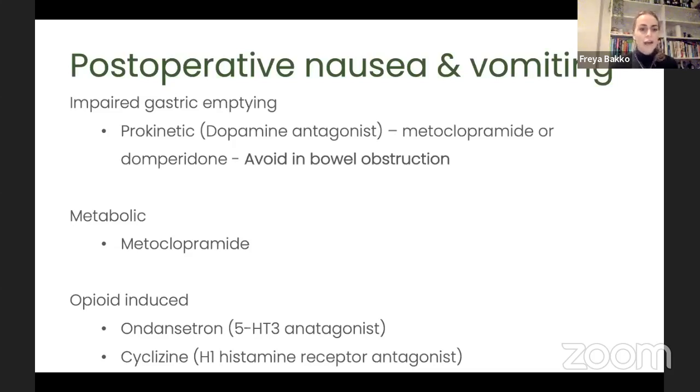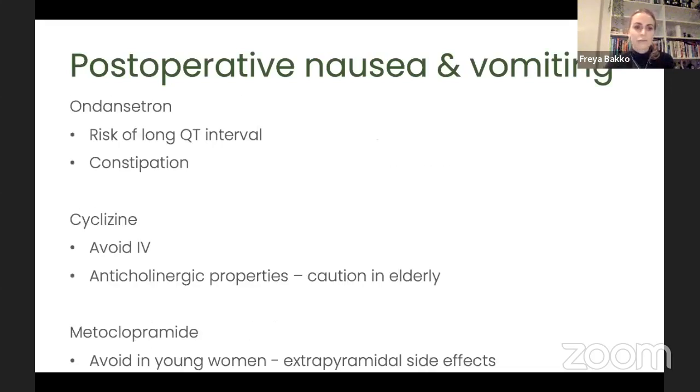Then we have the serotonin antagonist, ondansetron. This is quite useful and a commonly prescribed antiemetic. Just be cautious of the fact that this can cause constipation. So in a patient who is experiencing nausea because of constipation, ondansetron might not be the best option. And then we have H1 histamine receptor antagonists, which includes cyclizine.